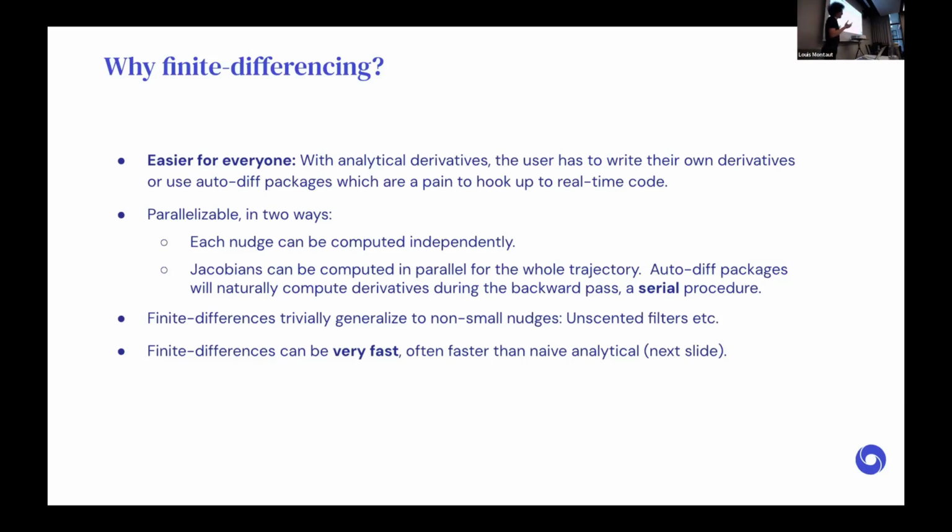And of course, finite differences generalize to things that are not finite differences, like unscented Kalman filters, all sorts of rich types. I don't have to nudge exactly in one direction. There are all sorts of interesting ways of generalizing finite differences. And finally, surprisingly enough, finite differences can be extremely fast if you know what you're doing. There are two or three tricks you need to know, and they'll be much faster than you think.